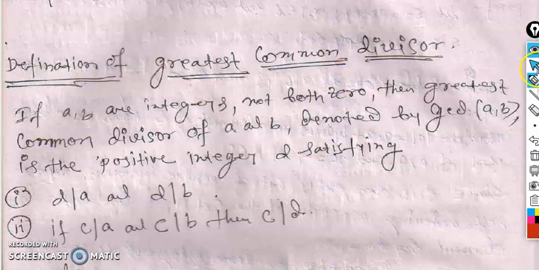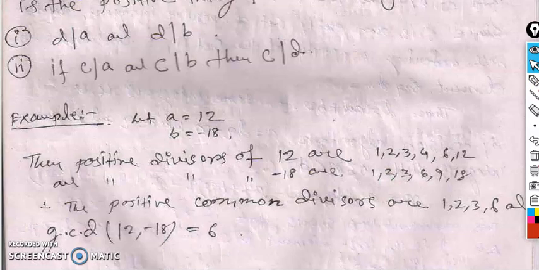Okay, exactly for that reason here we mention a definition regarding common divisor. Example: a is 12 and b is minus 18. So 6 is the answer. Here we explain 12.